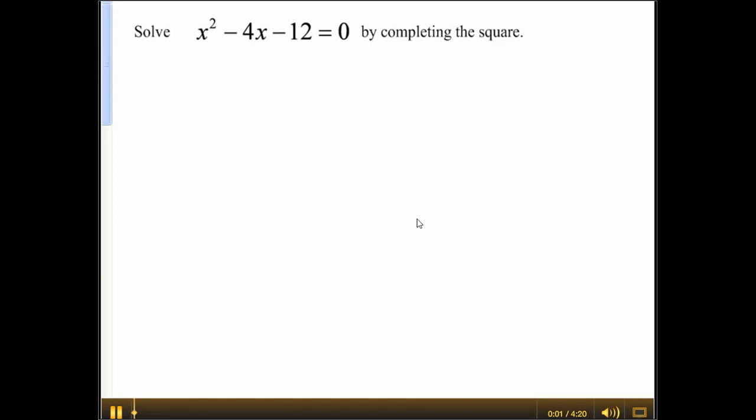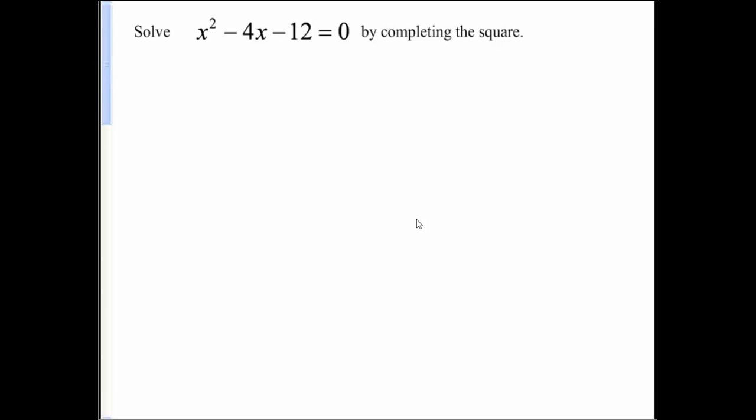In this lesson, we're going to solve quadratic equations by completing the square. The first step is to move the constant to the other side of the equation. So we'll have x squared minus 4x, leave a space, equals 12. The reason we're leaving a space is because we're going to have to create a perfect square trinomial on the left side of the equation.